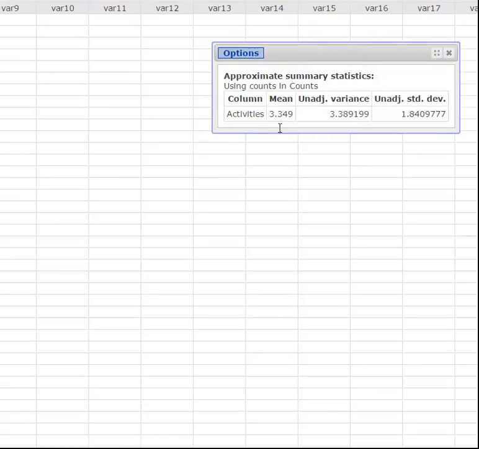You'll see that the mean is 3.349, which is the same as we got from the calculator. And unlike the calculator, it will give both the variance and the standard deviation. Okay, so I don't have to go ahead and take the standard deviation and square it.